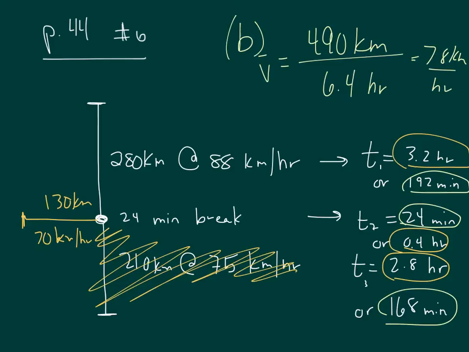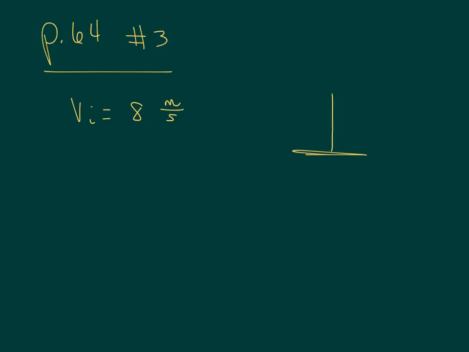Other questions on the problem set? Page 64, number 3. Yeah, sure. A tennis ball is thrown vertically upward with an initial velocity of positive 8.0 meters per second. What will the ball's speed be when it returns to its starting point? How long will the ball take to reach its starting point?